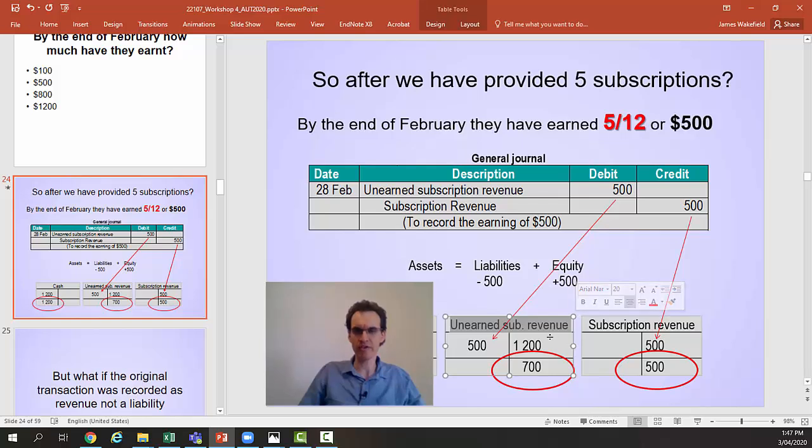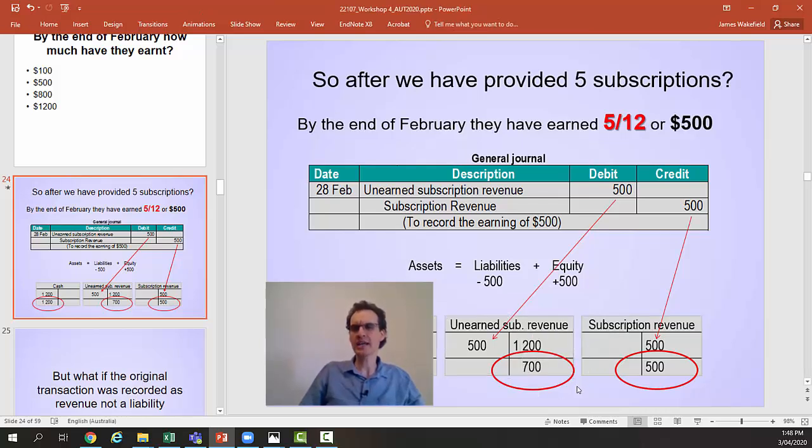Now, to describe what's happening in a bit more detail, if we look at the T account for unearned subscription revenue, you can see that when we originally received the $1,200 payment, the balance of that unearned subscription revenue account was credit $1,200. When we record this adjusting entry, we are of course decreasing unearned subscription revenue by $500 and therefore reducing the liability balance of this account to $700.